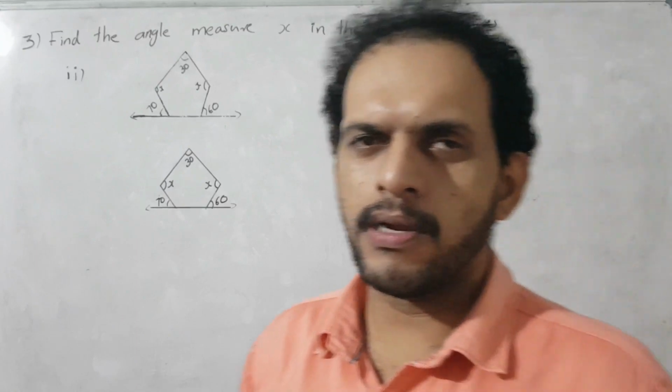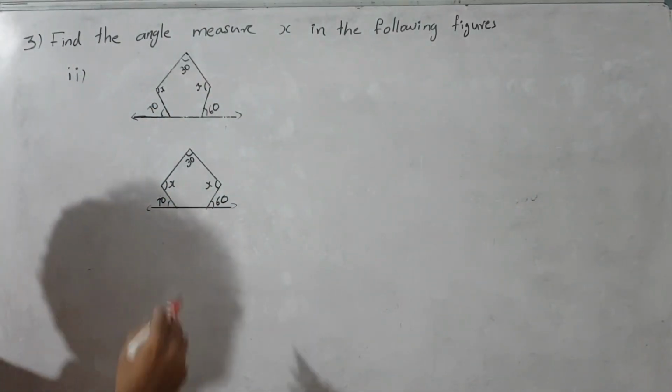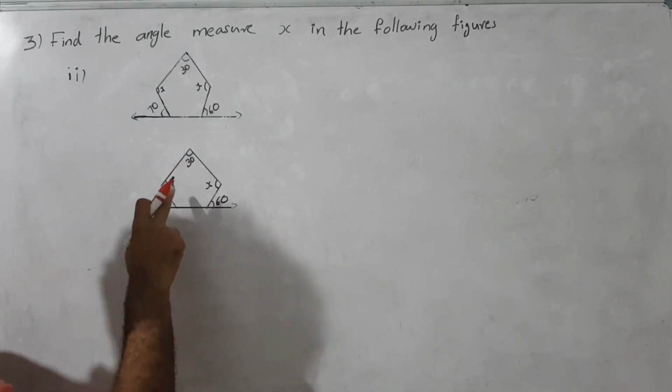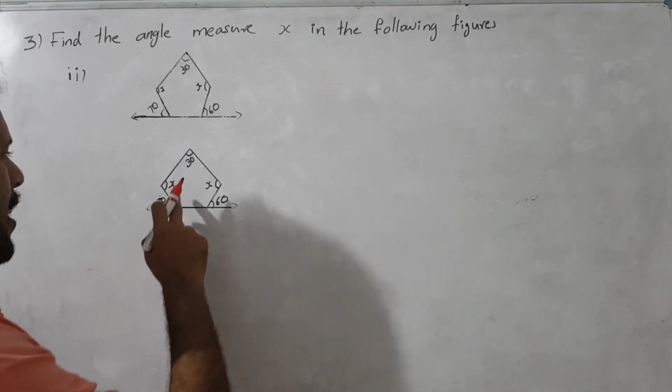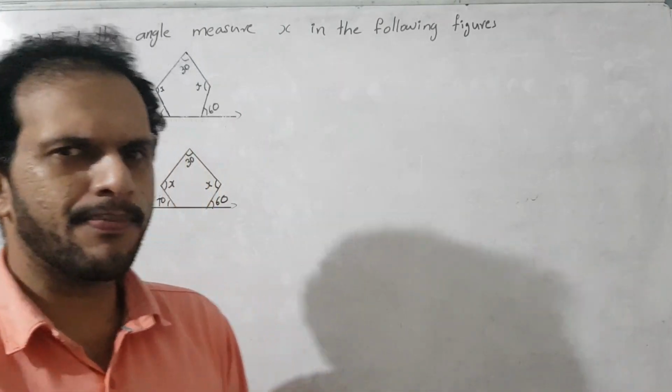Okay, so first we redraw the figure once again and we mark the angles 30, x, 60, 70. Then we know the x lies in the interior. So to find the value of x, we need all other interior angles except x.